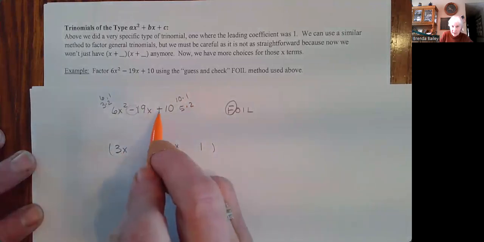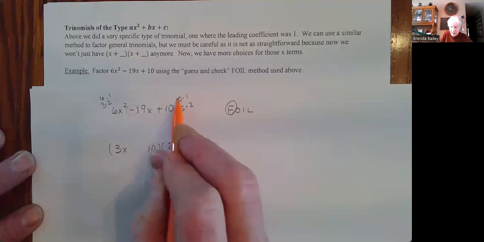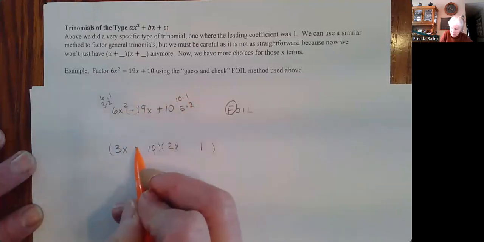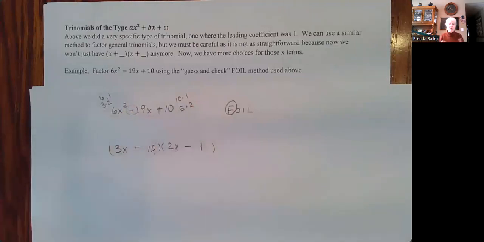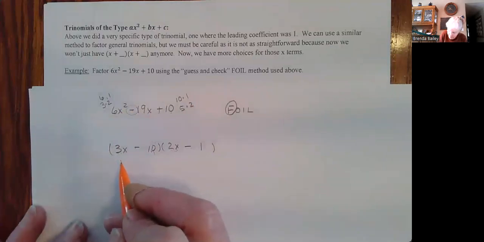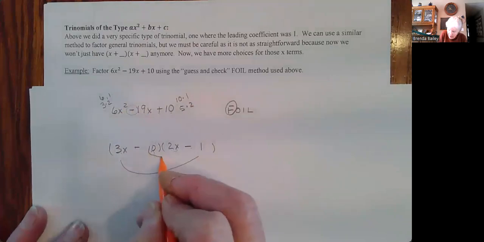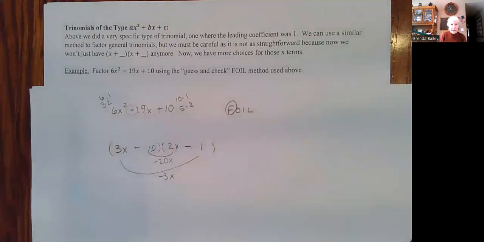So this is positive, or excuse me, since this is a positive, I know that the multiplying has to be the same. And since that's a negative, I know they're both negative. A negative times a negative is a positive. Do you get the middle term with that? Well, negative 3x when you multiply, and a negative 20x is a negative 23x, which is not a negative 19.